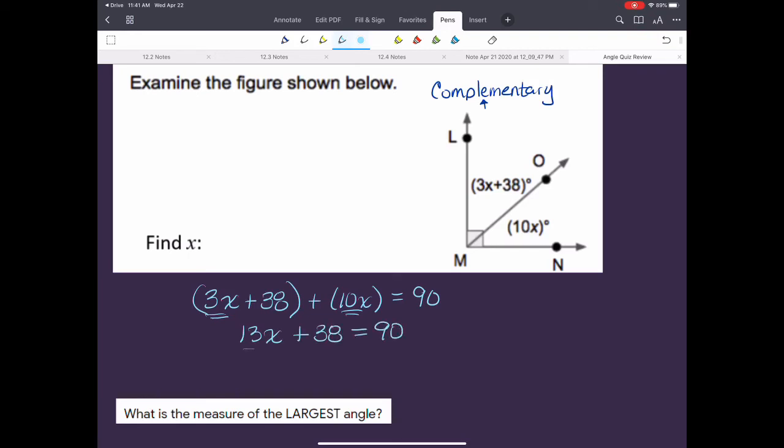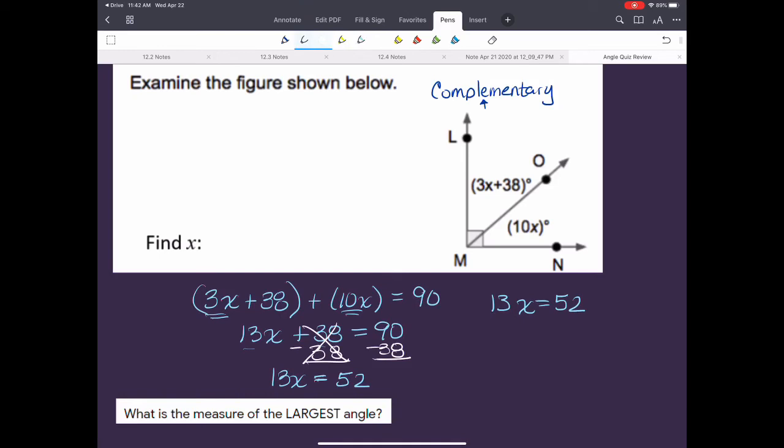Do not add 13 and 38. Do not make that into 51 or anything, because those are not like terms. So now it's a matter of just doing inverse operations, which means we're going to take 38 away from both sides. So that's your first step. And then rewrite the problem. Whenever you do equations, it's always important to rewrite it. If you're trying to do all this in your head, it's going to be difficult. So you got 13x equals 52.